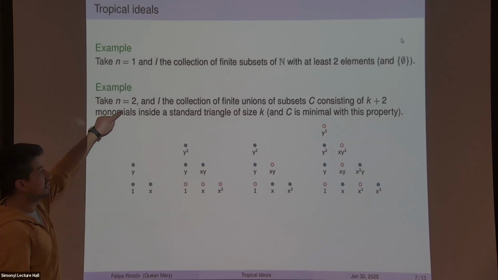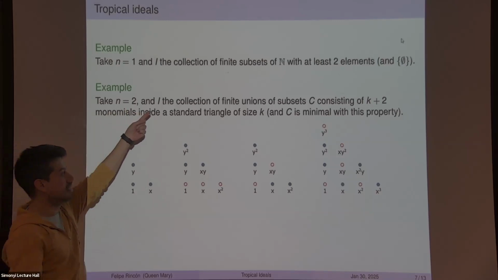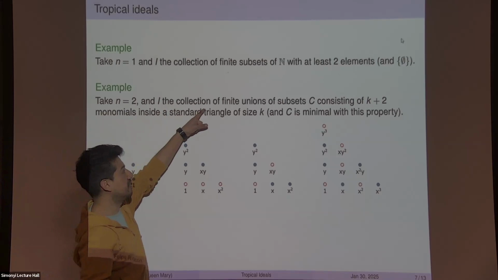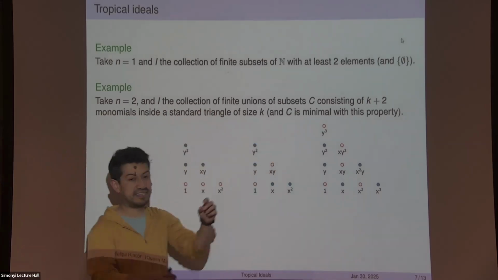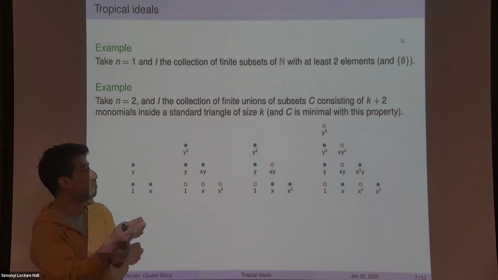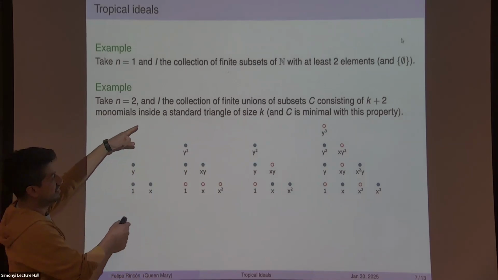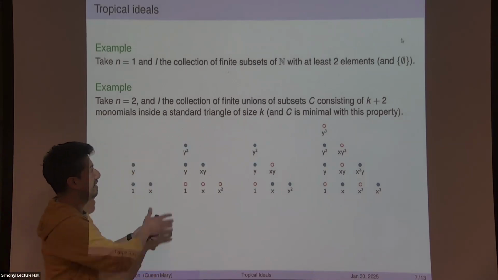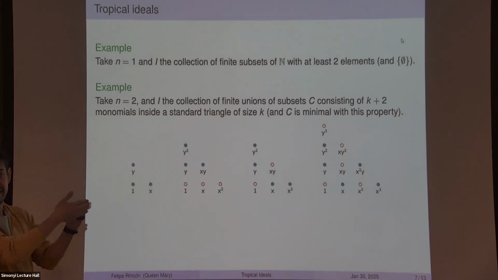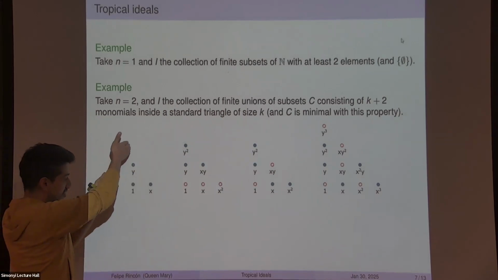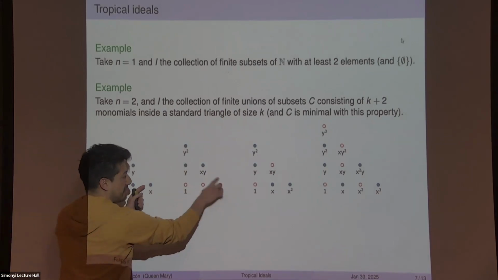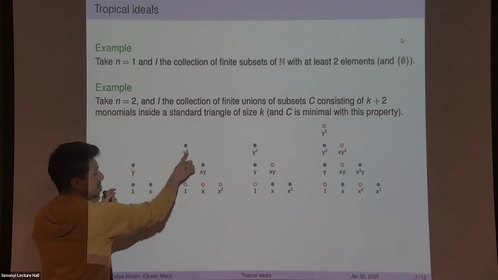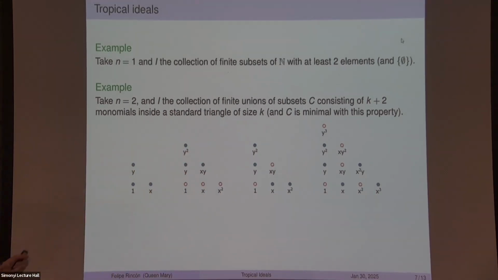And it consists of the collections of, so I'm going to tell you the circuits of these matroids. The circuits are subsets C that consist of k plus 2 monomials inside a standard triangle of size k. When I say a standard triangle, I mean a triangle with a vertical side, a horizontal side, and a side of slope minus 1. A triangle that looks like this or like this. This is a triangle of size 1, a triangle of size 2, and so on.